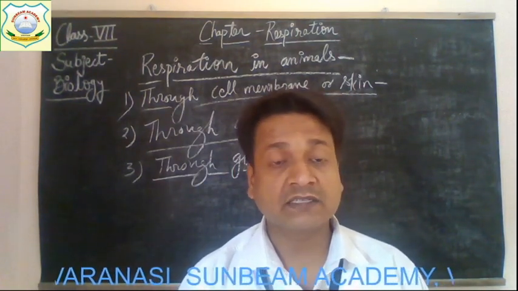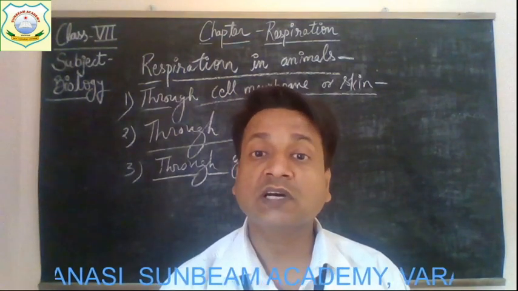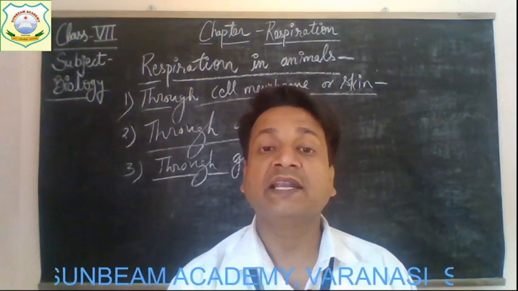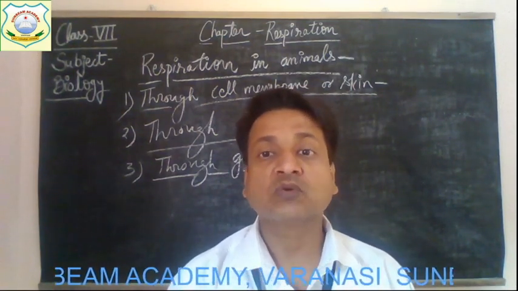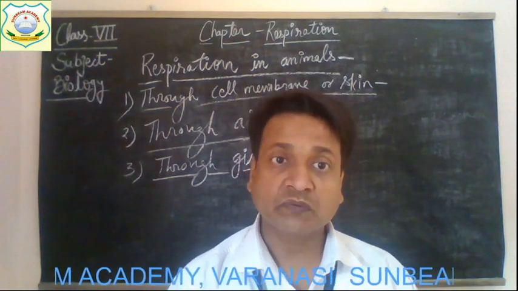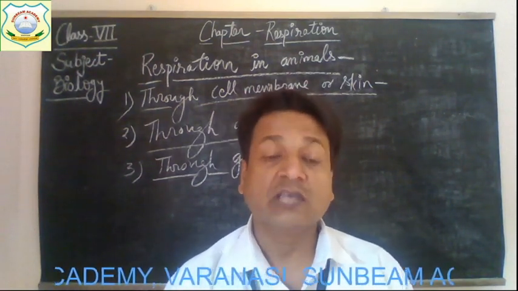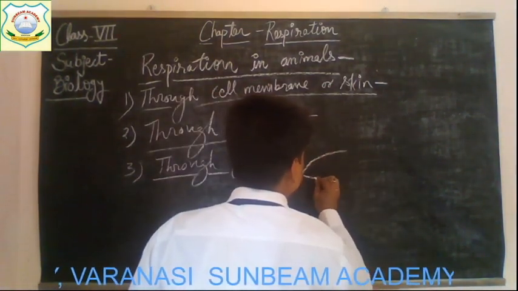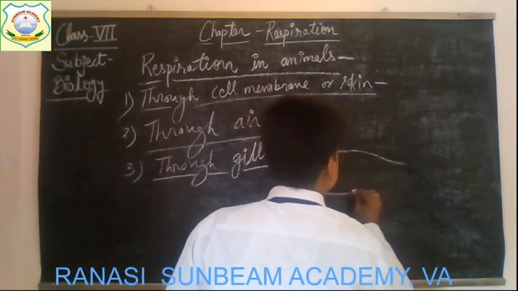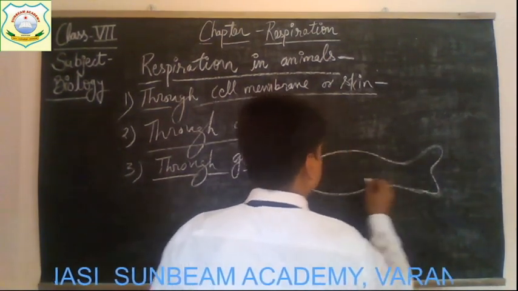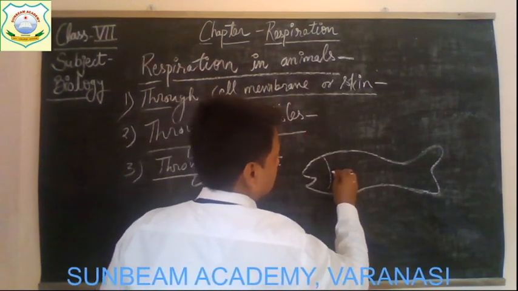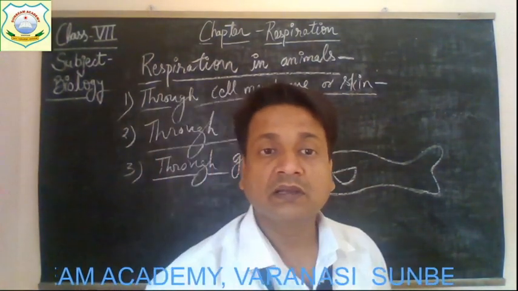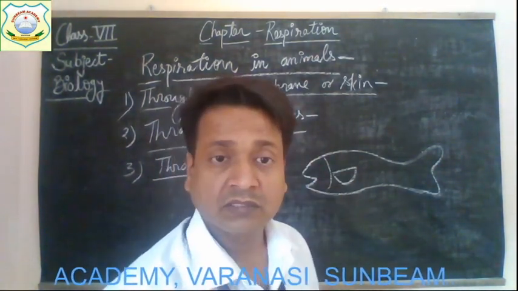As the water enters through the mouth, it flows over the gills, and the blood in the capillaries absorbs oxygen and gives out carbon dioxide through its walls. And in this way, the gases get exchanged. So you must have seen that in fishes, they have the gills at the back of their mouth.